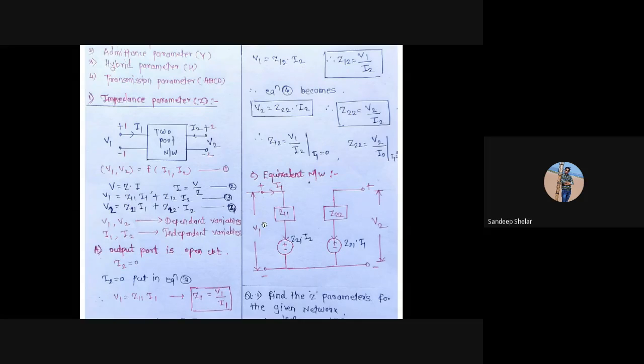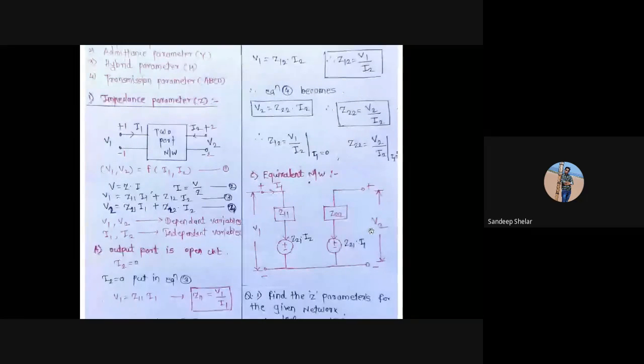Then V1 is equal to Z11 into I1 plus Z12 into I2. Now rearrange the equation for V2, that is V2 is equal to Z21 I1 plus Z22, and the current flowing on the output side is I2, that is Z22 into I2. This is the equivalent network for the impedance parameters.